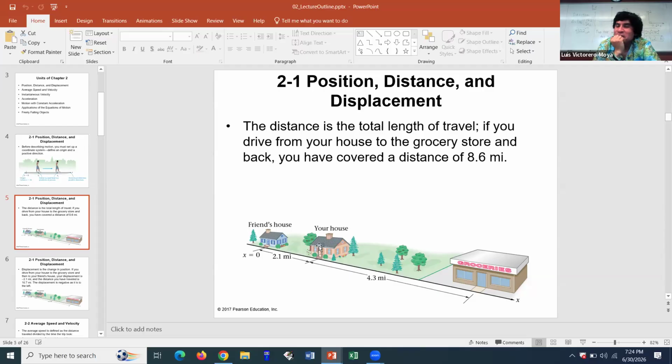Do you understand why the displacement is 0? Yeah. Why is it 0? Because the starting and the ending point are the same. Yeah. Yeah, so if you go in a loop, your displacement is 0. Because your starting and final position are the same.